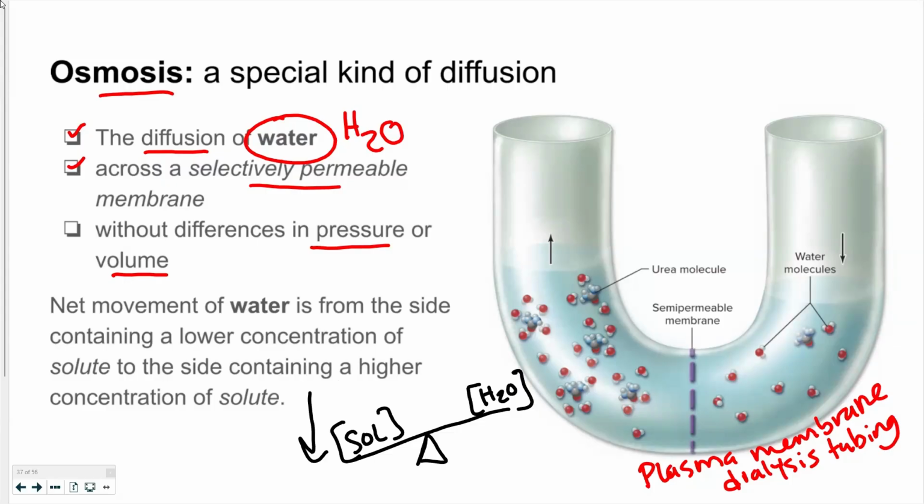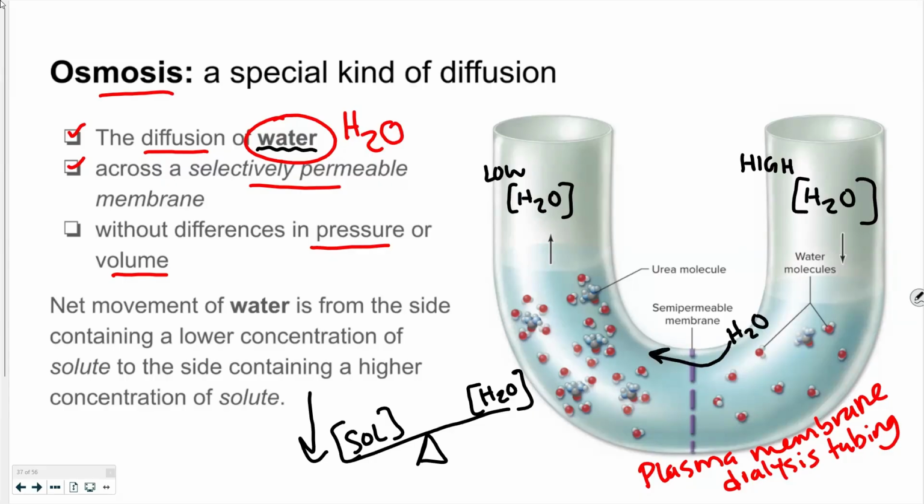Because we're talking about the movement of water, we are still going to be moving from the high concentration of water molecules to the low concentration of water molecules. The water molecules are going to move from high to low across the semi-permeable membrane.